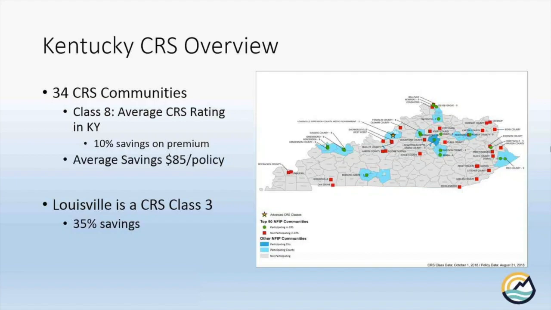The highest one in Kentucky is Louisville. They are a CRS class 3. I think they are like top 7 or 8 in the country. Everybody in Louisville in the floodplain with flood insurance gets a 35% discount, which is huge. You're talking more than a third of your premium is being saved because of what Louisville Metro is doing. That is kind of incredible.